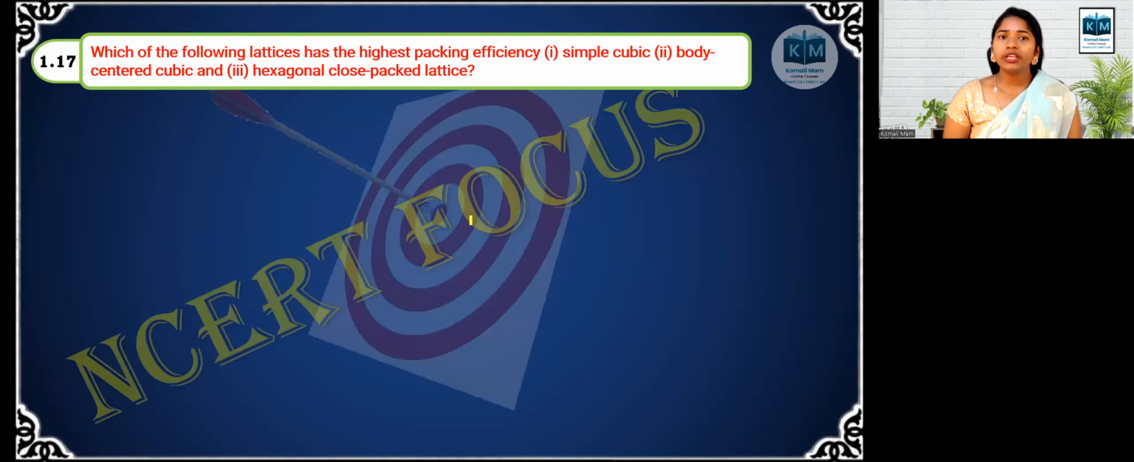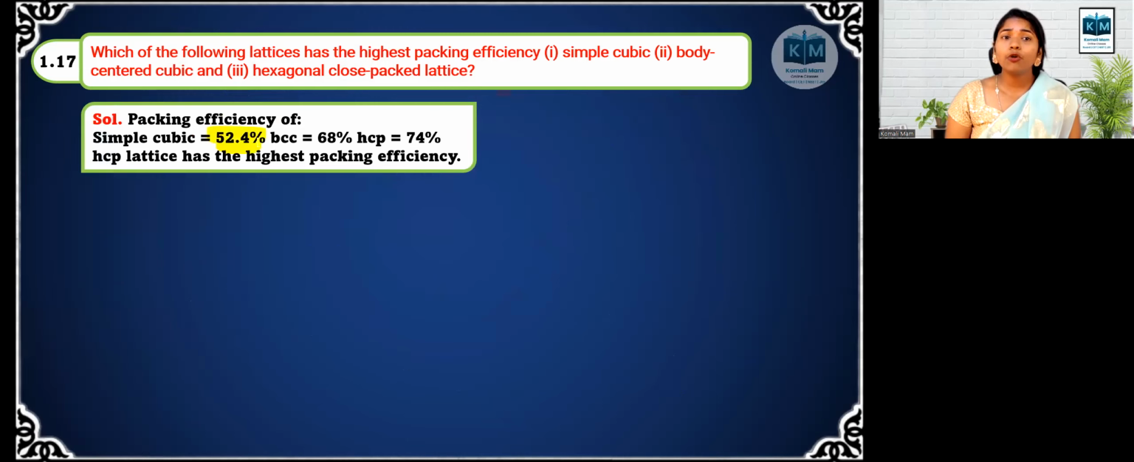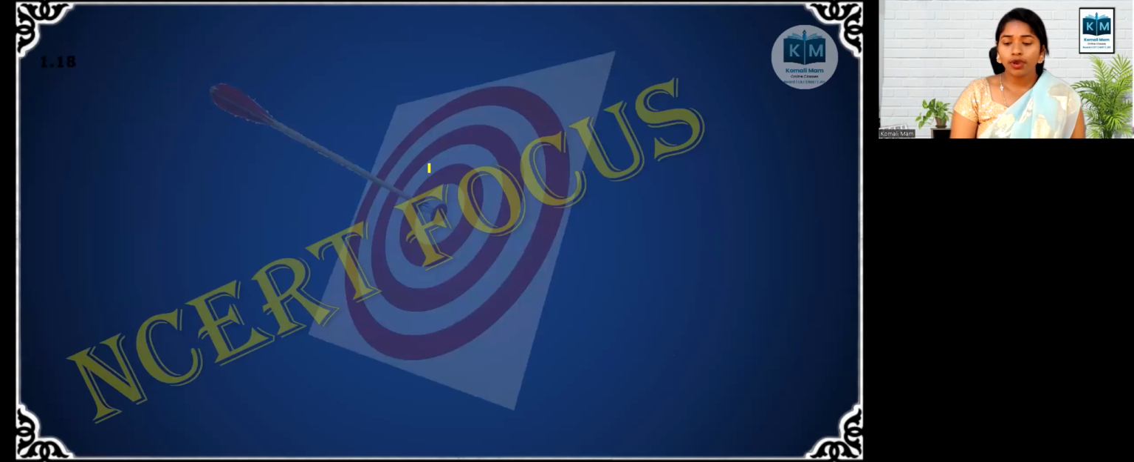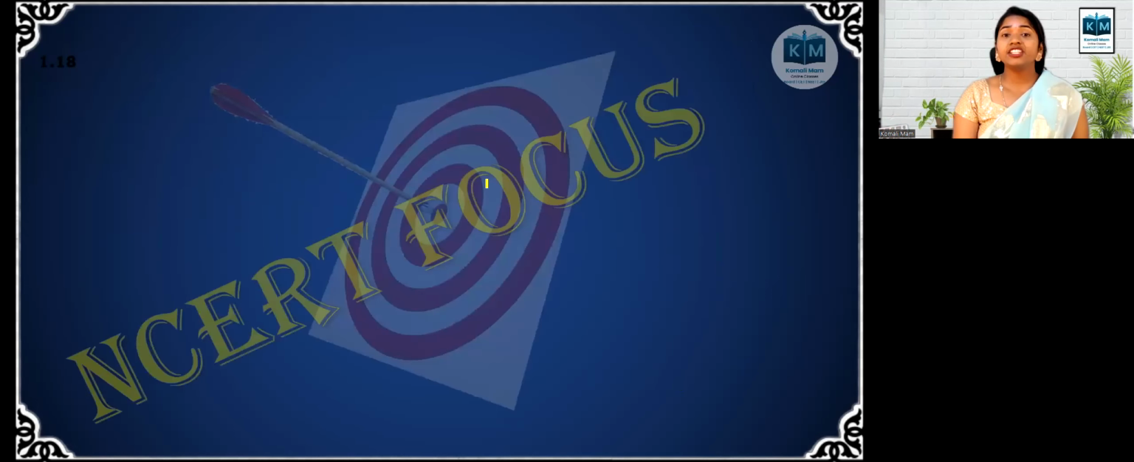See the next question. Which of the following lattices has the highest packing efficiency: simple cubic, BCC and FCC? Simple cubic packing efficiency is 52.4%. BCC is 68%. HCP is 74%. So HCP has the highest. Repeat one more time. Simple cubic is how much, students? 52.4%. BCC is 68%. HCP is 74%.